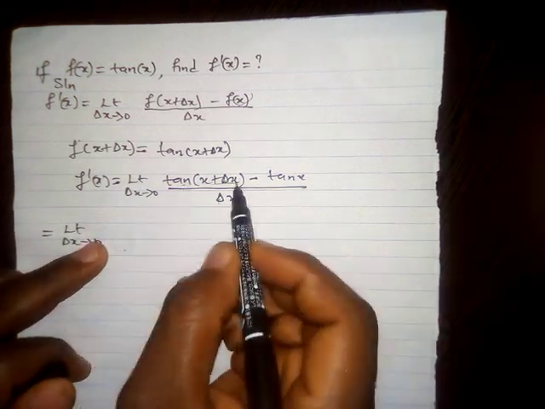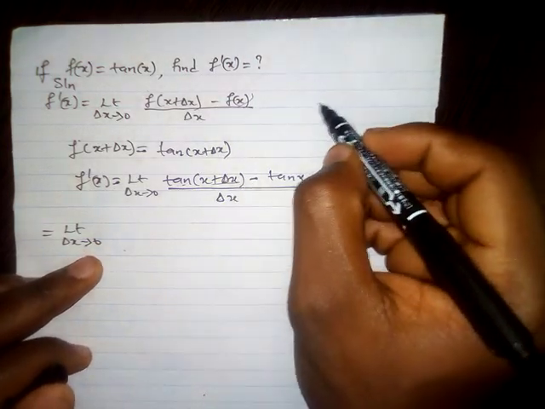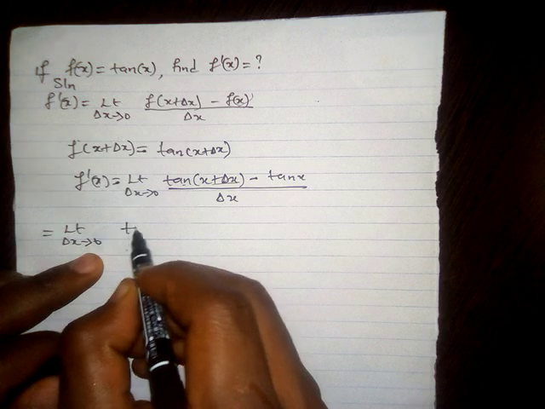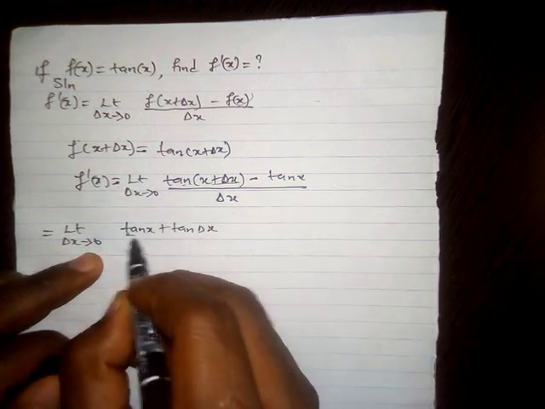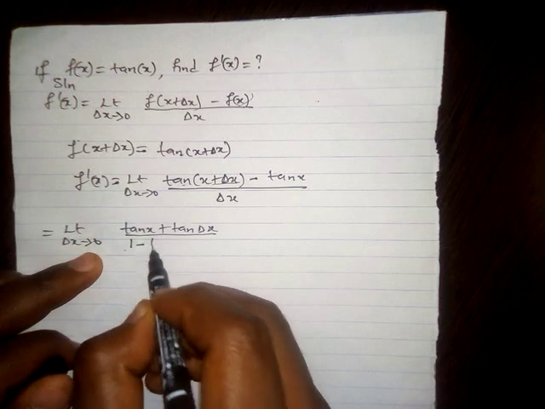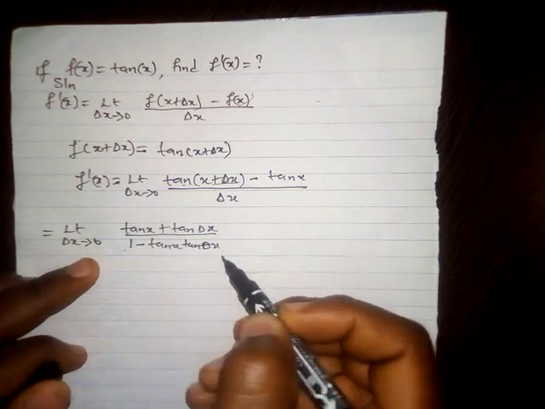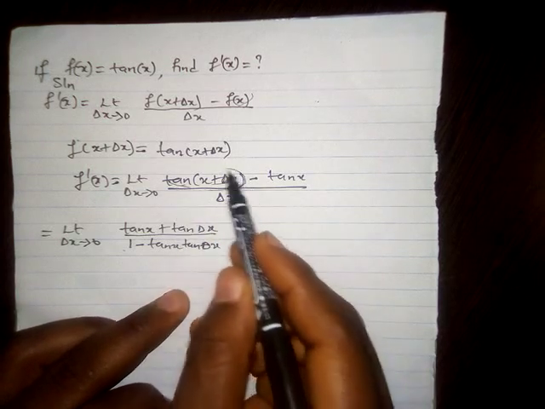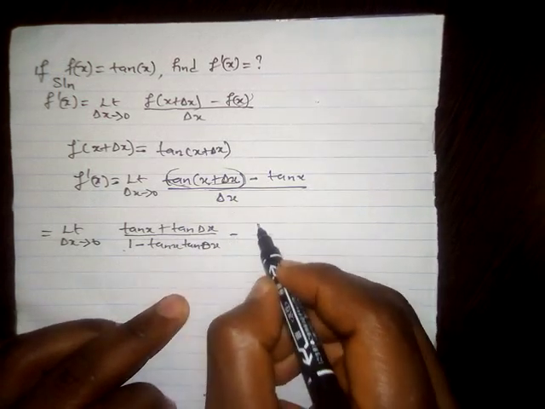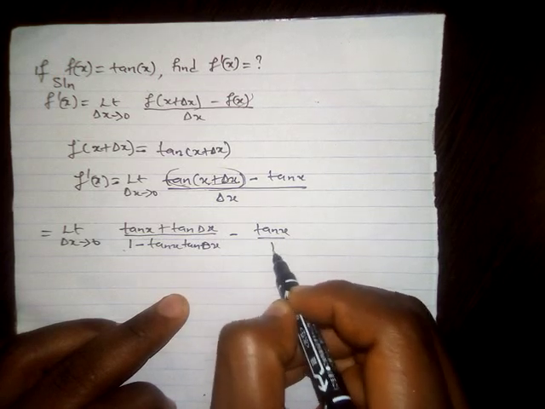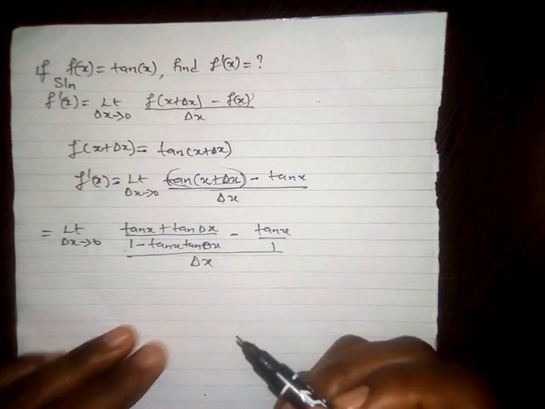Okay, now this is equal to the limit as change in x approaches 0. Now, what is our tan of x plus change in x? Remember our identity. This will be tan x plus tan change in x all over 1 minus tan x tan change in x. So if you remember your trig identity, your tan of x plus change in x will give you this minus your tan x. I'll put it over 1. So everything is all over your change in x.